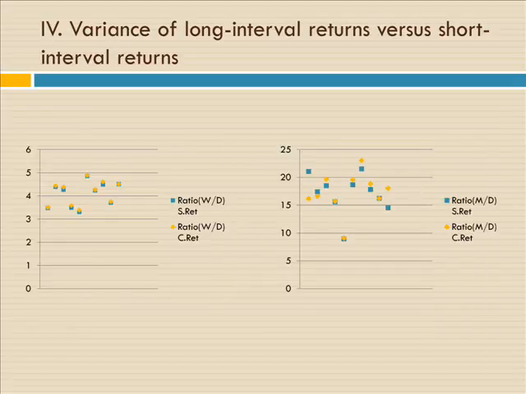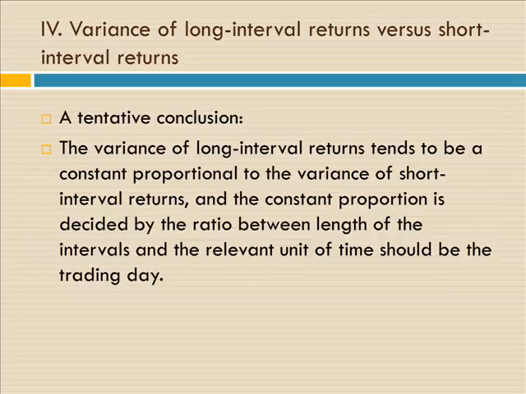The table and graph show that most of the ratios between the variance of weekly and daily returns are about 4 to 5, and the ratio between the variance of monthly and daily returns is about 16 to 21. Both are close to the ratio of respective trading days. Besides, the differences between ratios calculated from compounded return and simple return are not significant. Thus, we can get a tentative conclusion that the variance of long interval returns tends to be a constant proportion to the variance of short interval returns, and the constant proportion is decided by the ratio between the lengths of the intervals.